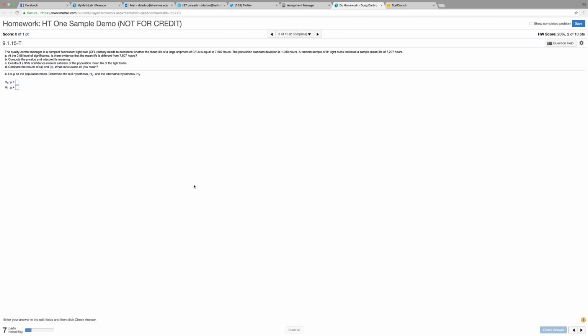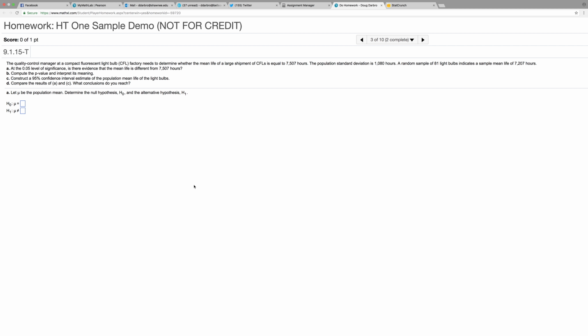So a quality control manager at a compact fluorescent light bulb factory needs to determine whether the mean of a large shipment of CFLs is equal to 7,507 hours. Population standard deviation is 1080. Sample size is 81, and our sample mean is 7207. So guys, we're going to use a Z test because our population standard deviation is known. So we want 7507.